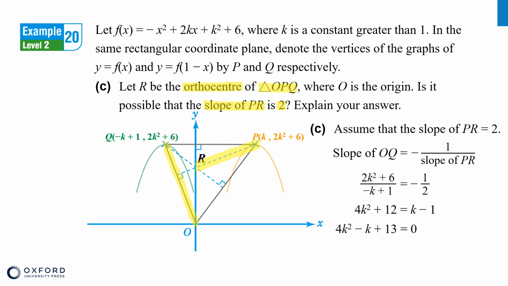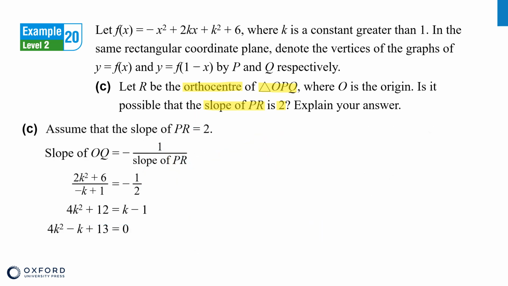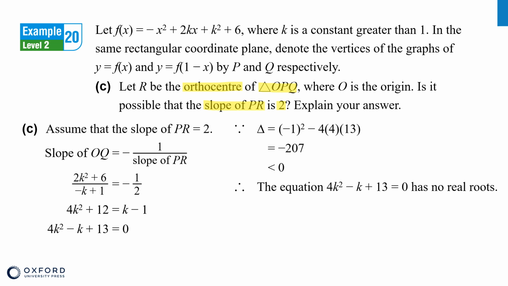Right, find the discriminant. The discriminant equals b squared minus 4ac. That is negative 1 squared minus 4 times 4 times 13. The result is negative 207, which is smaller than 0. That means the equation has no real roots. Therefore, we can conclude that it's impossible for the slope of PR to be 2. That's it.